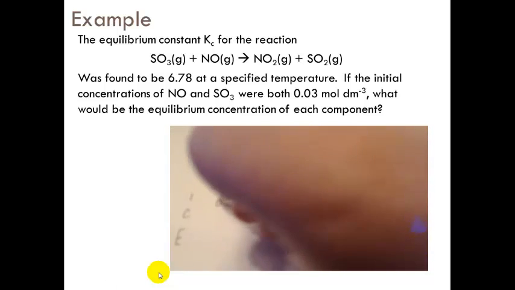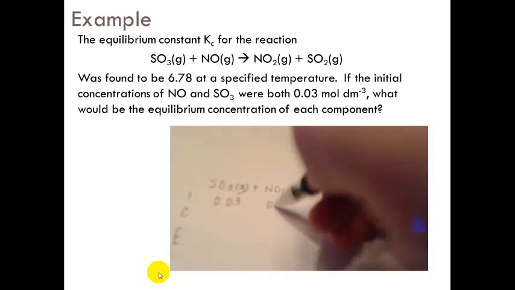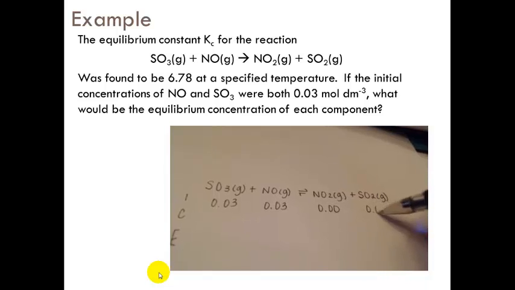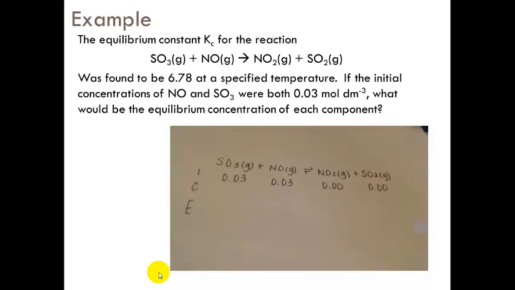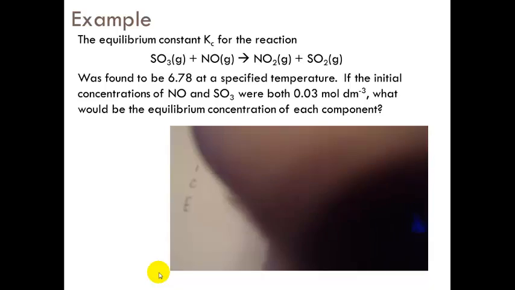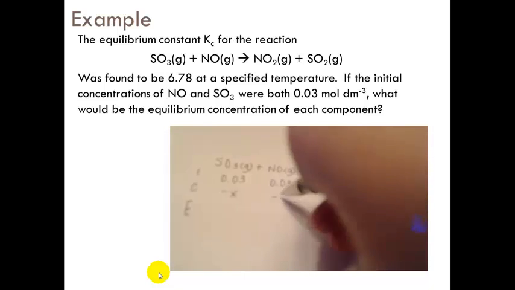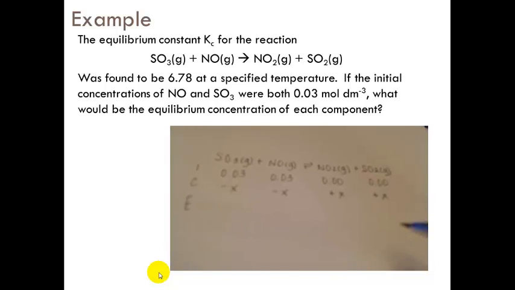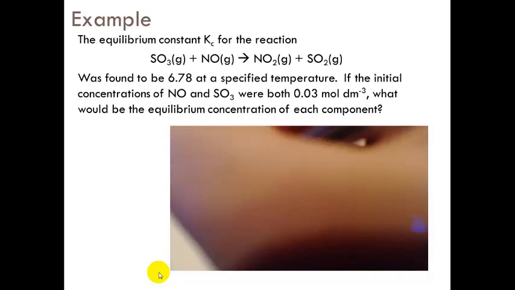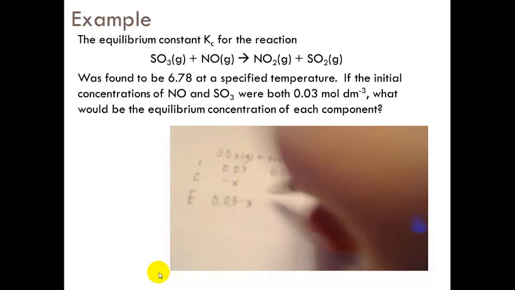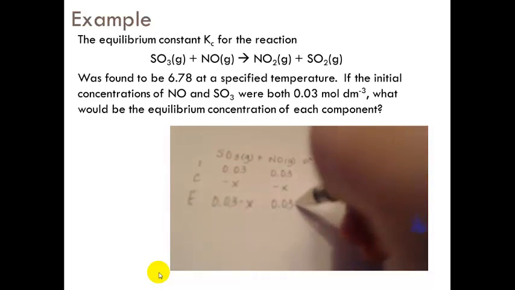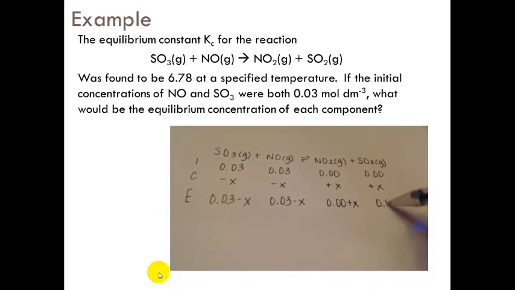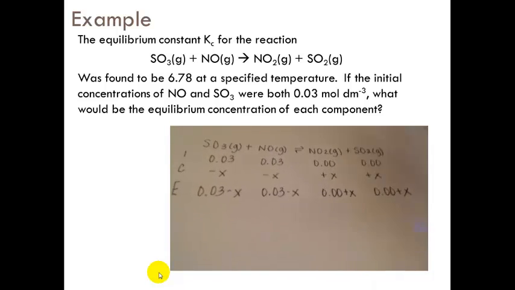So again, you set up your ice table, and we know that they were both 0.03 to start with, and we didn't make any products yet, so that's 0. What we don't know is the change. So if we say that the change is X, we know that the reactants will decrease by X and the products will increase by X. So that the equilibrium concentrations will be 0.03 minus X, 0.03 minus X, X, and X. Because 0 plus X is just X.